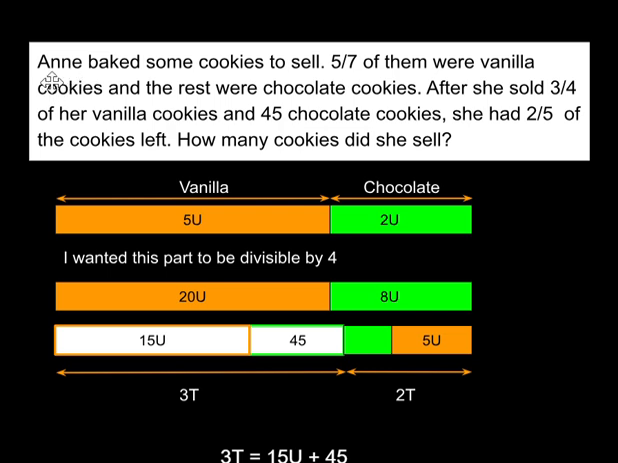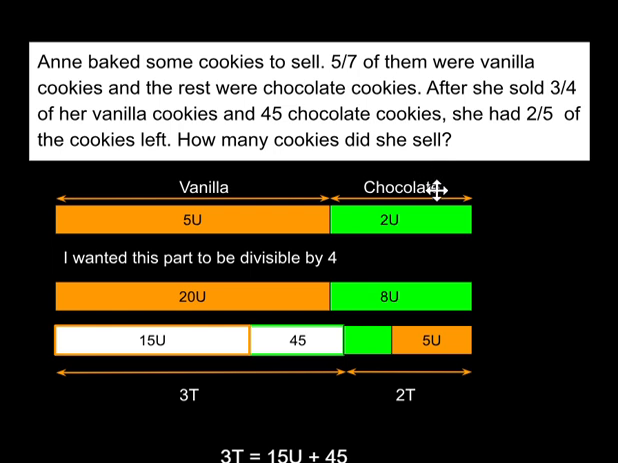Hi, let's look at this question together. Annie baked some cookies to sell. 7 of them were vanilla cookies and the rest were chocolate cookies. After she sold 3/4 of her vanilla cookies and 45 chocolate cookies, she had 2/5 of the cookies left. How many cookies did she sell?